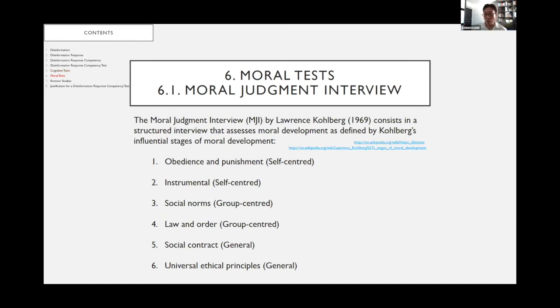I want to look at two moral tests very commonly used that find their basis in Kohlberg's 6 stages of moral development. The original test was called the moral judgment interview by Kohlberg, but it's very time and resource consuming because it requires trained interviewers and scorers and so on and so forth. What we want to take over from this slide is the 6 stages. These track an individual through the different stages of moral development.